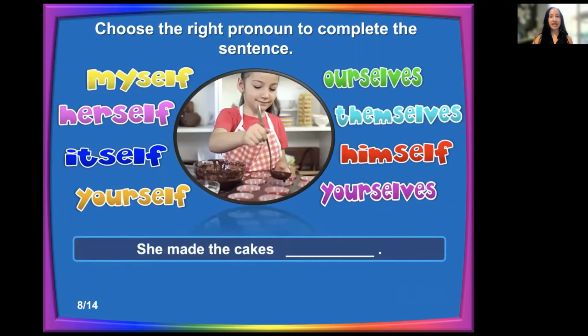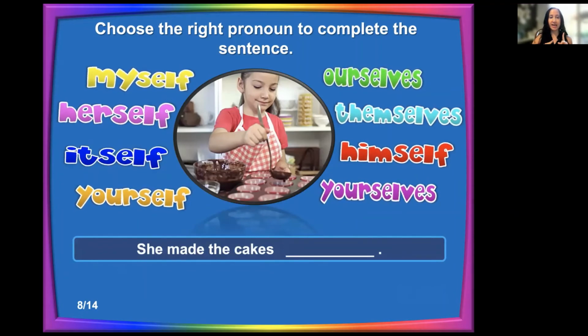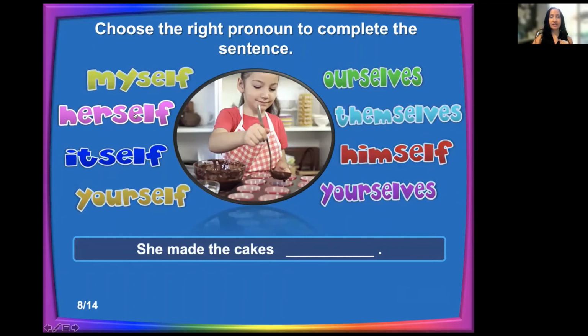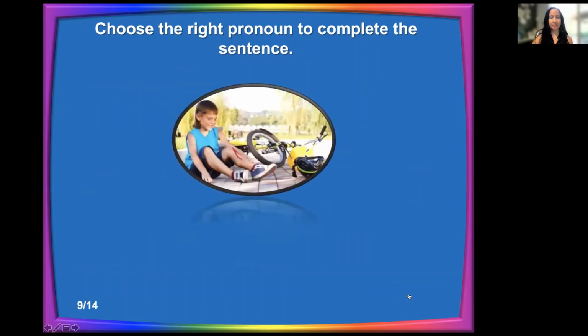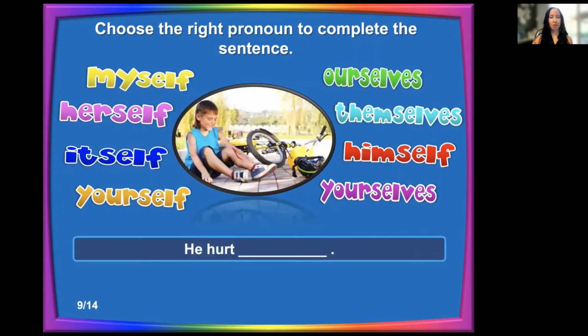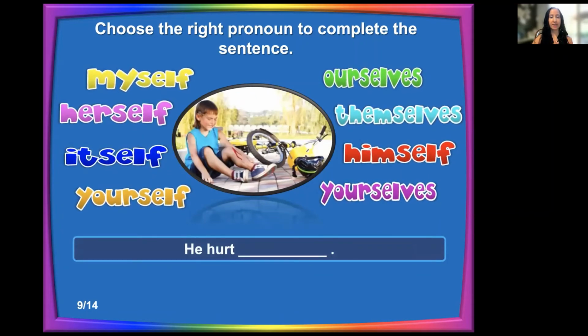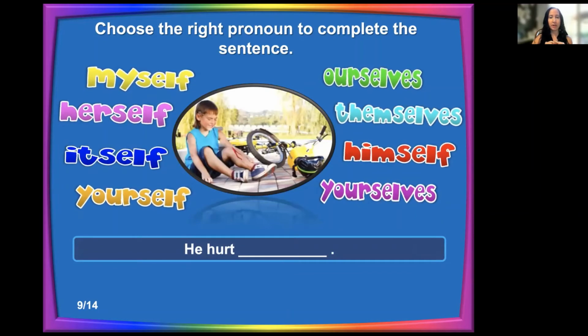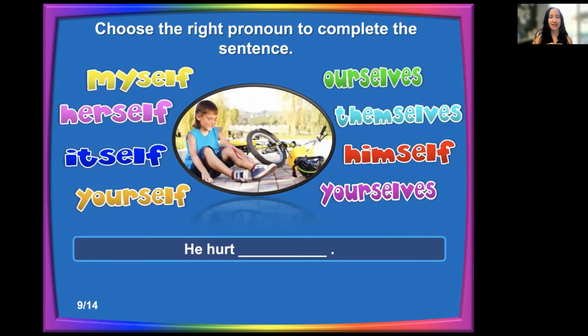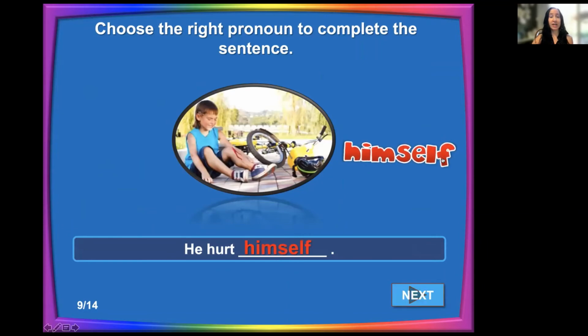She made the cakes. She is the pronoun. She made the cakes herself. Doing excellent. Uh-oh, he hurt blank. Pronoun, he hurt. What would be the reflexive pronoun for he? All right, he hurt himself. Fantastic.